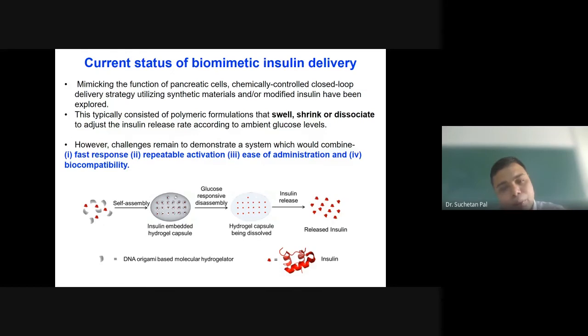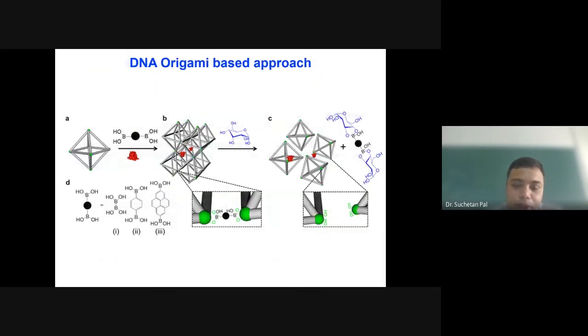A lot of people are working in this domain, and currently the drawback is whether we can make a biodegradable or biofriendly scaffold material for insulin. Right, most of the time you use artificial polymer, and that might be toxic to your body. So right now what we are doing is we are trying to use a natural polymer, which is DNA, and this DNA is made out of this kind of shape.